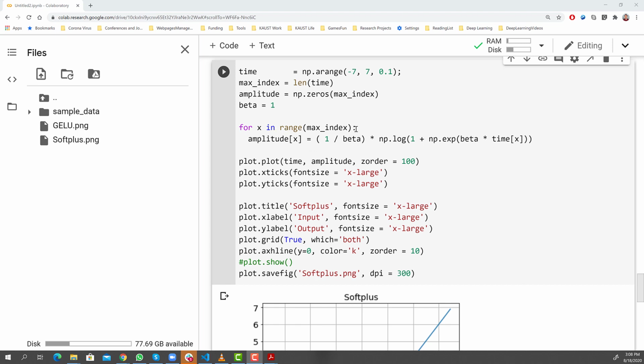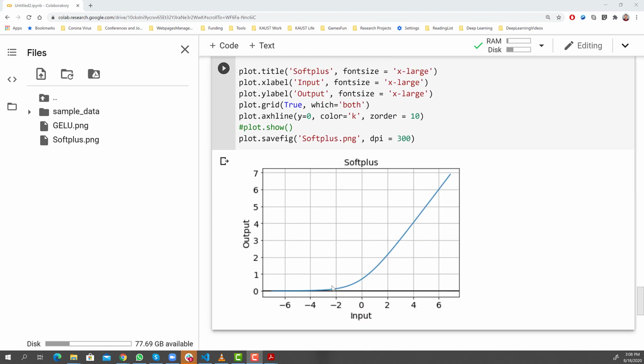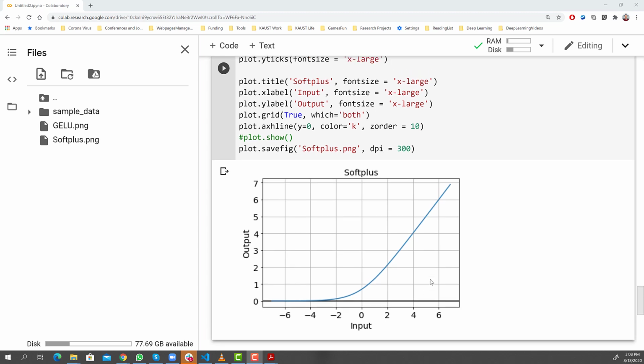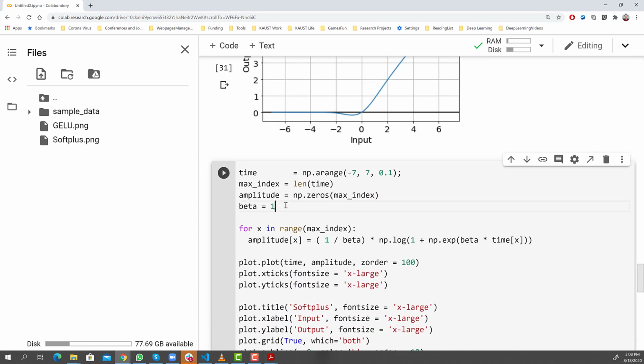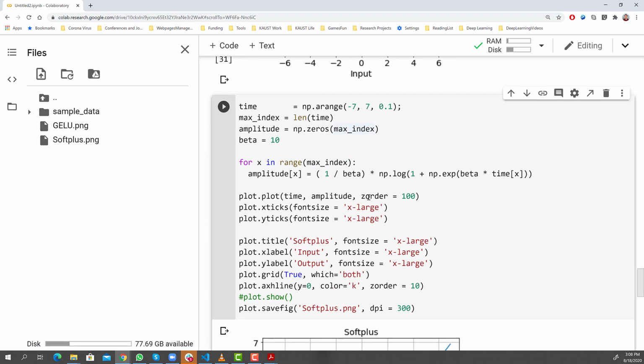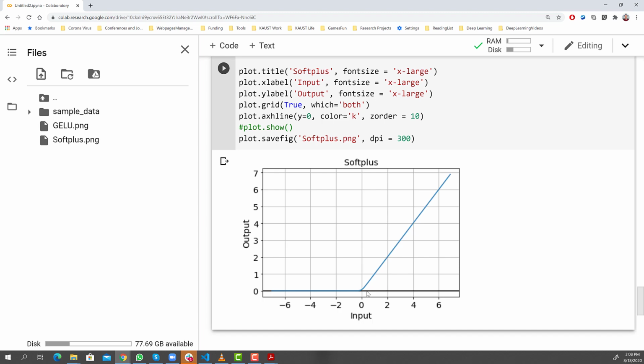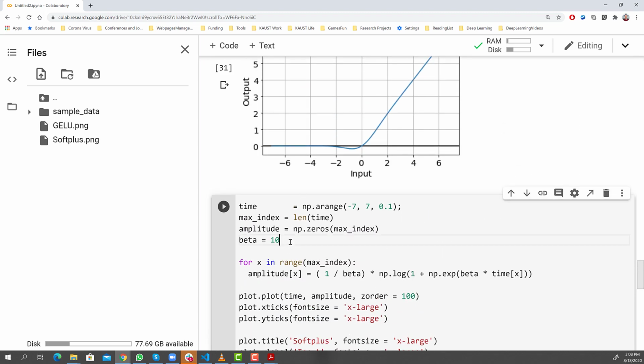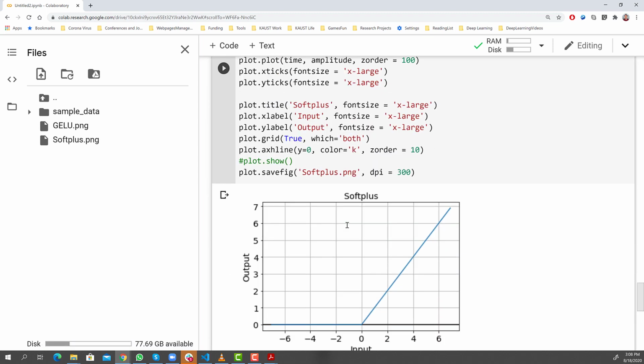Okay, this is a brute force implementation using a for loop, but it just works. So what you see is that for the default parameter 1, this is a fairly smooth output, and now we'll set this parameter to 10 and run it again. And then you see this looks already a lot more like ReLU, and maybe let's go to 100.